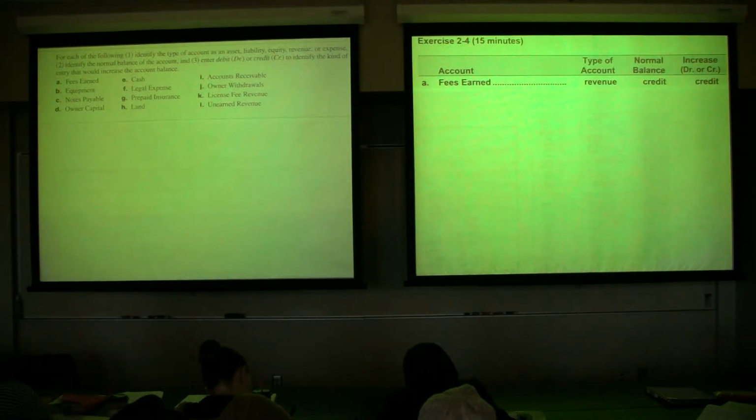Shouldn't normal balance and increase be the same all the time? Exactly, and that's kind of like a trick question. The point they're making is the normal balance is on the side of the increase, because when you see the answers, the last two columns will be identical. They're just trying to make that point.